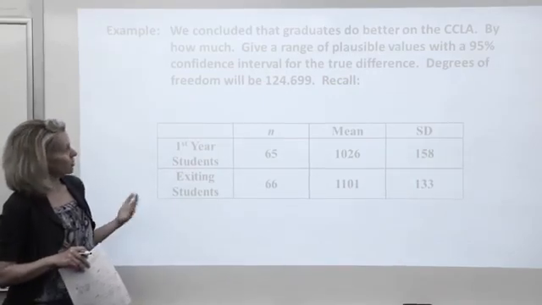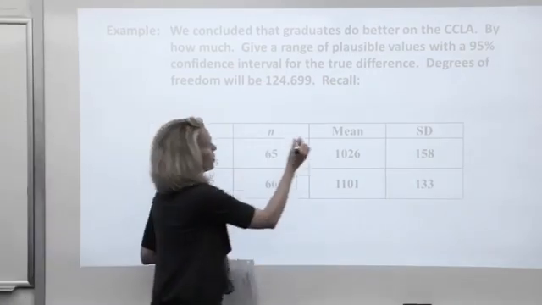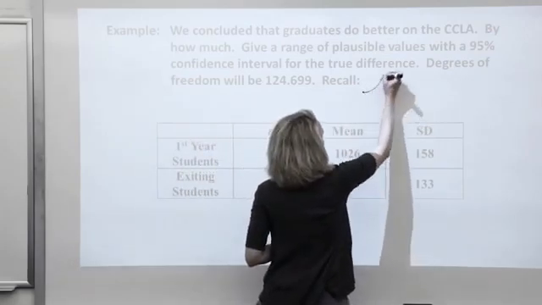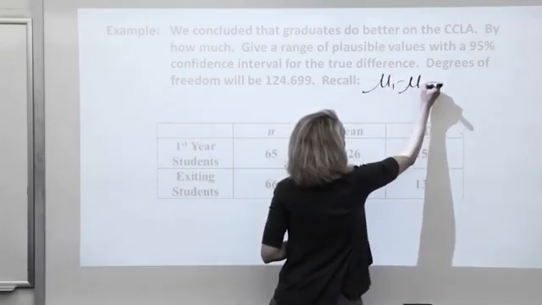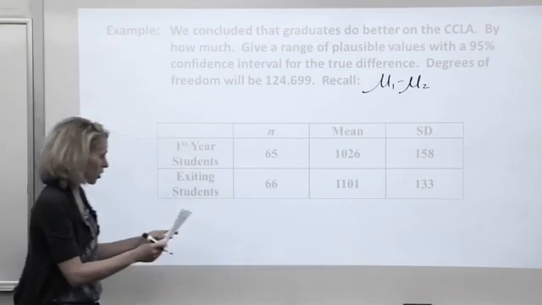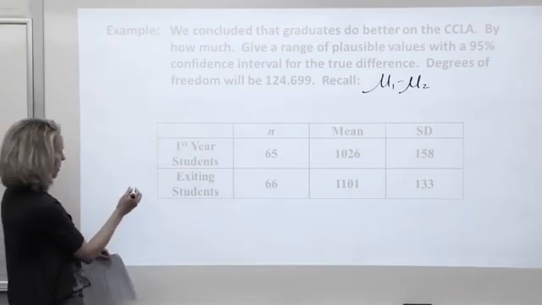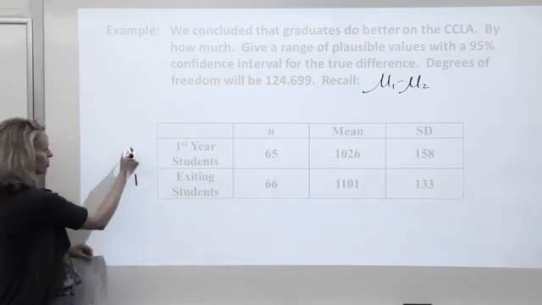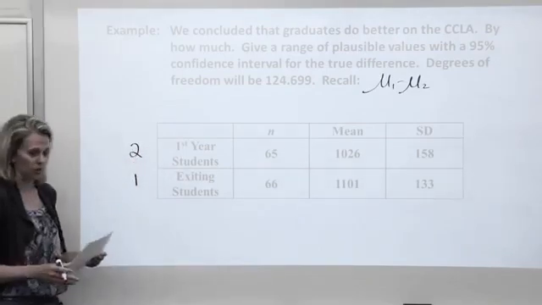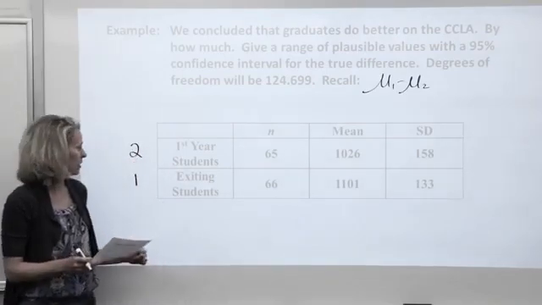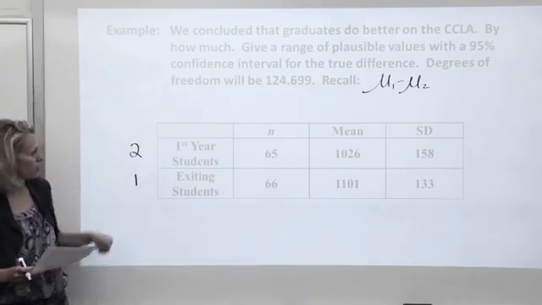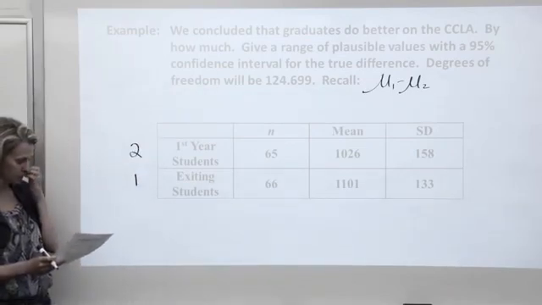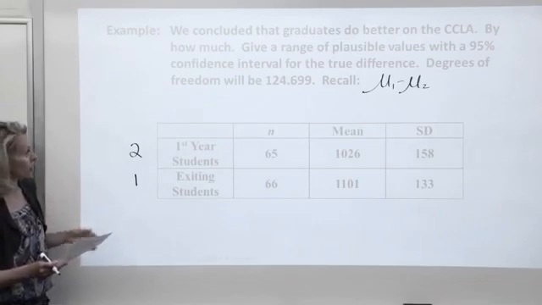We're asked to construct a confidence interval for the true difference. We're getting a confidence interval for the difference of two means here. And you'll recall from the last example, we'll stick the same way. We called the grads, the existing students, the first group, and the first year students, the second group. So we're going to stick with that same ordering here. So we're ready to construct our confidence interval.